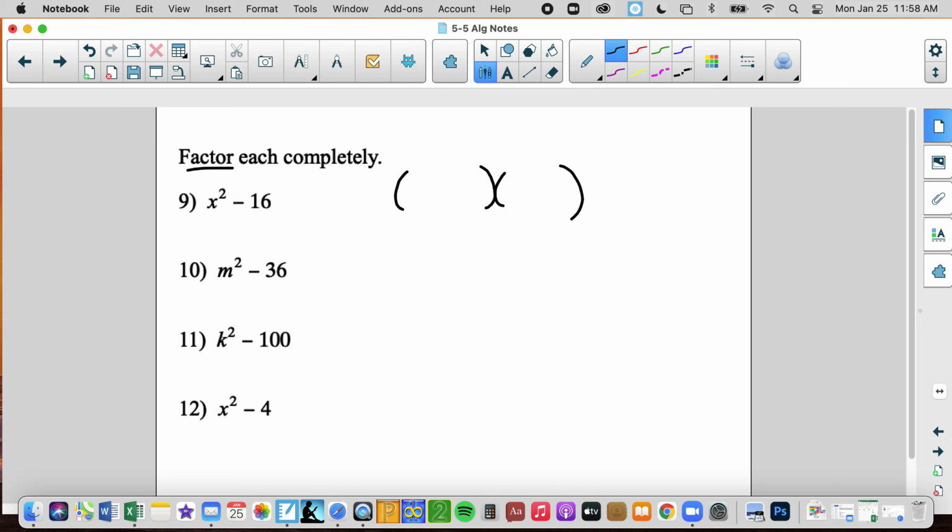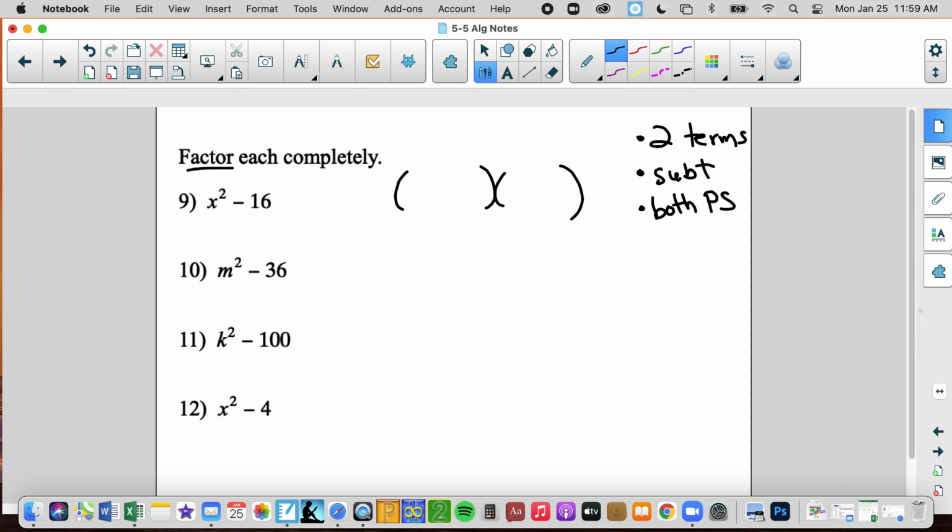So what are those three characteristics? Number one, are there two terms? The next one is, are we subtracting those two terms? And then the third thing is, are both perfect squares? So we want to look at this starting expression. Does it have two terms? Yeah, it has two terms. Is it subtraction? Yes, we're subtracting those two terms. And are both of these perfect squares? x squared is a perfect square and 16 is a perfect square.